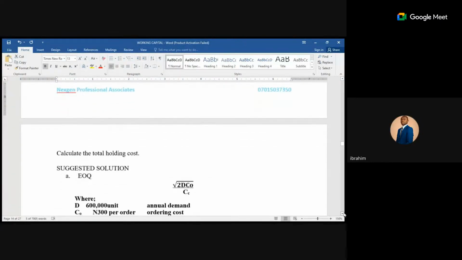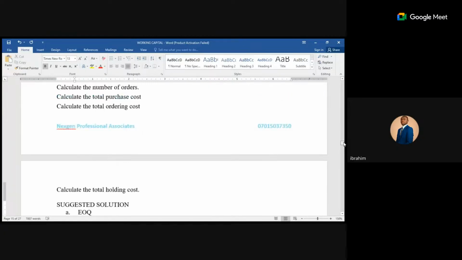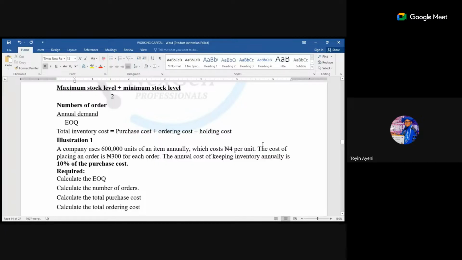Is that correct? No. So what did you say is not correct? What is the purchase price or the purchase cost? 4 naira per unit. This is called purchase price or purchase cost, not total cost, because this is per one. I think we need to multiply the units times the naira before we get the 10%. No, the examiner did not say total purchase cost.